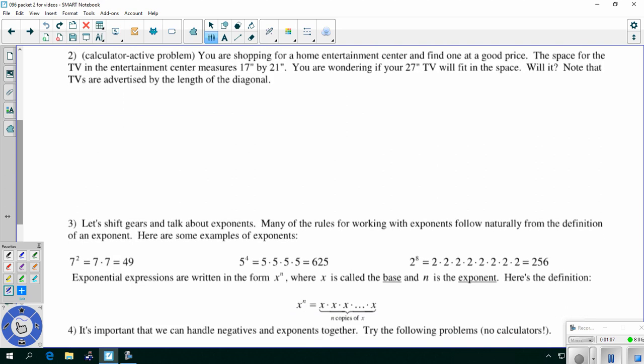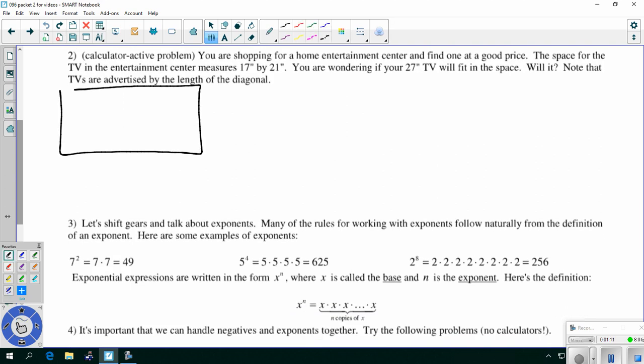All right, so home entertainment center has space for our TV. It's in the shape of a rectangle, 17 inches by 21 inches. And we're trying to figure out if our 27-inch TV will fit. And remember that 27 inches is a measure of the length of the diagonal of the TV.